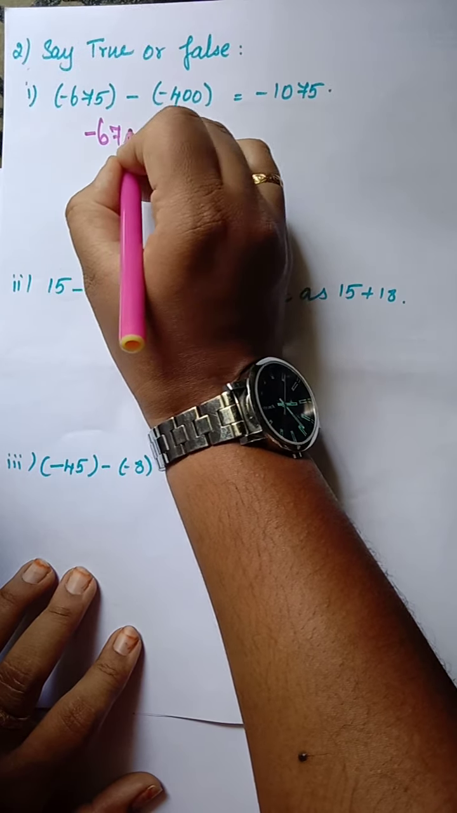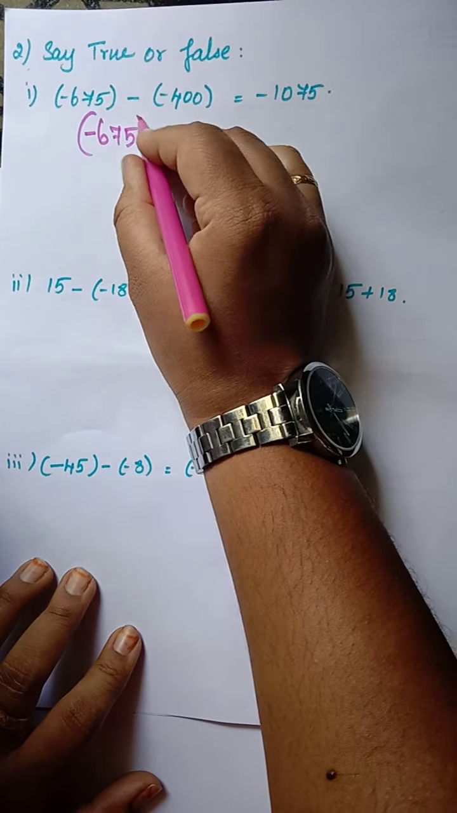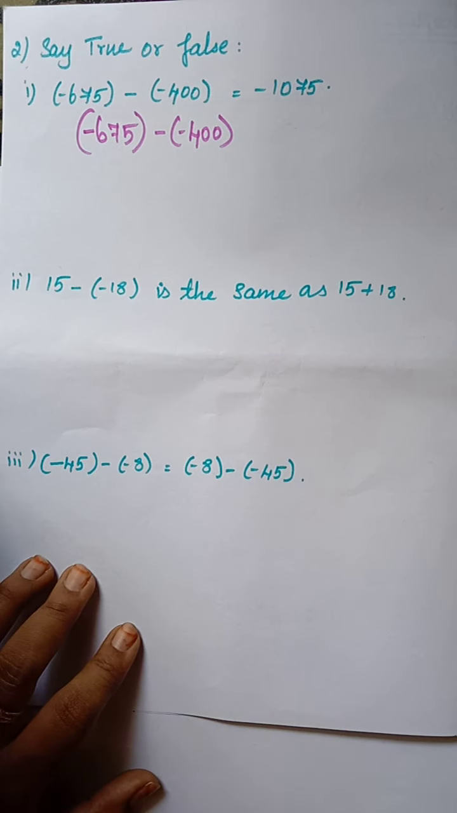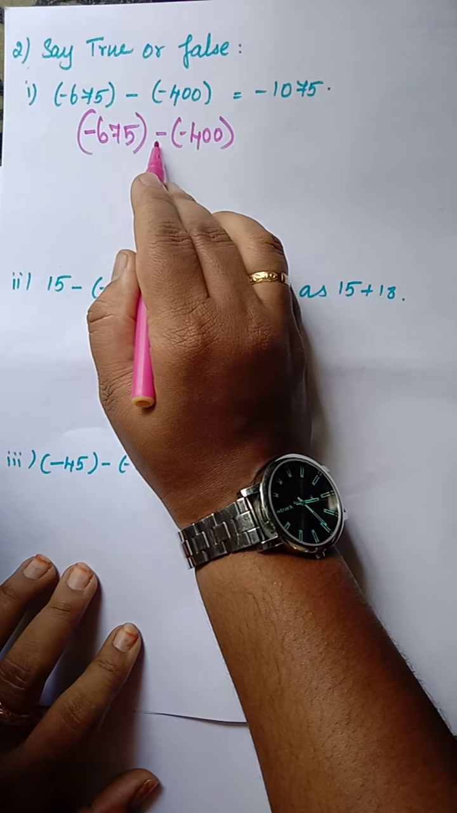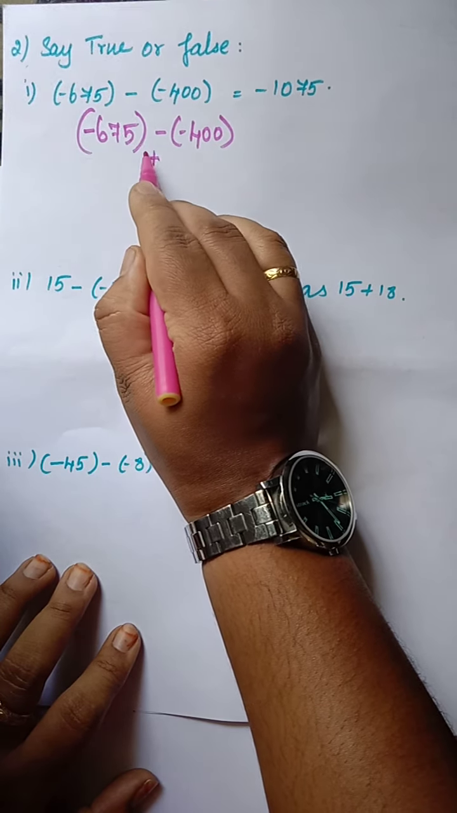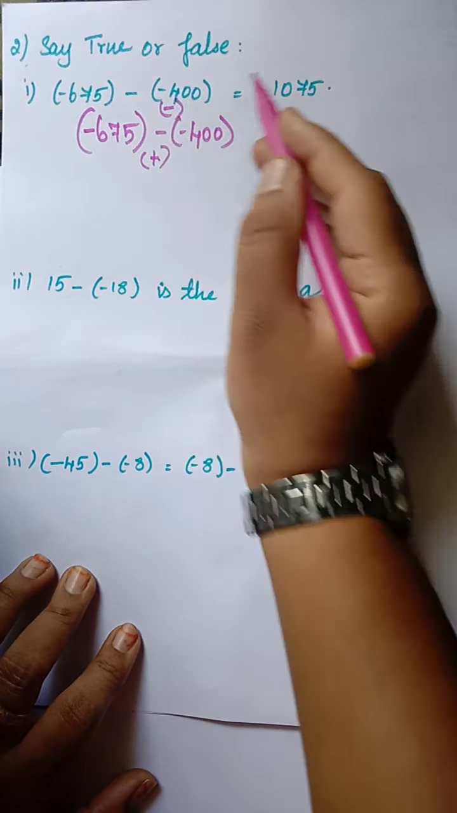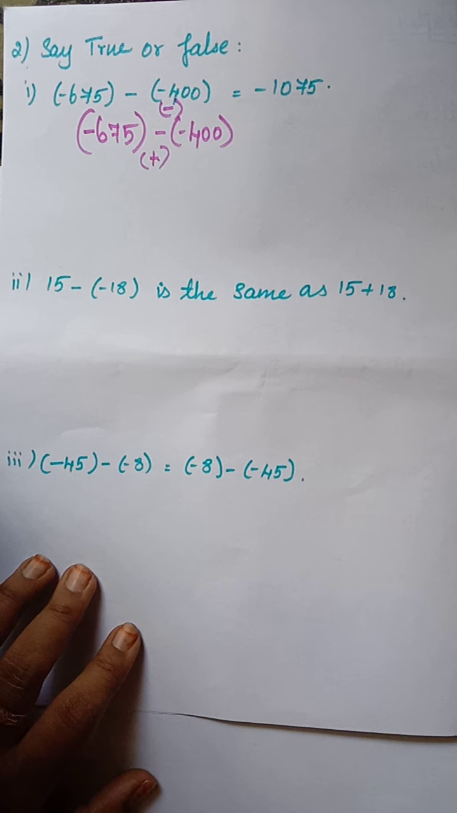Okay, now as usual you can take this and write it here. Minus 675 minus 400. Okay, now what we have to do? We have to simplify it, right? So minus into minus is what? Plus. Plus into minus. Clear? So what we have to do here? Addition or subtraction? Subtraction. So we have to subtract the value.